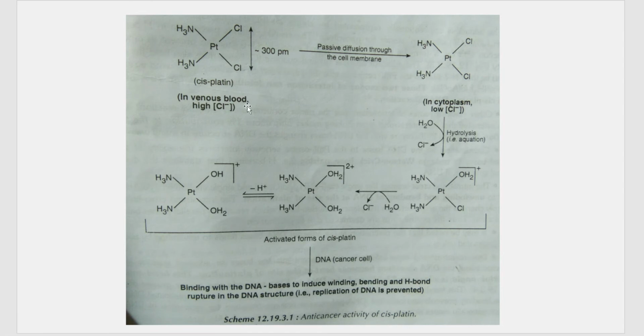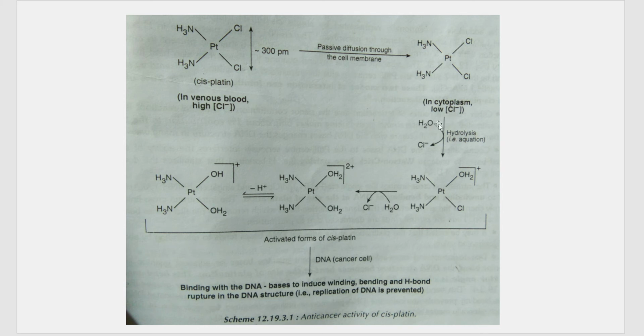This is cisplatin that is entering your blood, where the Cl minus concentration is high, and the distance between the two Cl groups of the cisplatin is 300 picometer. And here it will not undergo hydrolysis. Then it will enter through the cell membrane, where now it is in the cytoplasm of the cell where the Cl minus concentration is low.